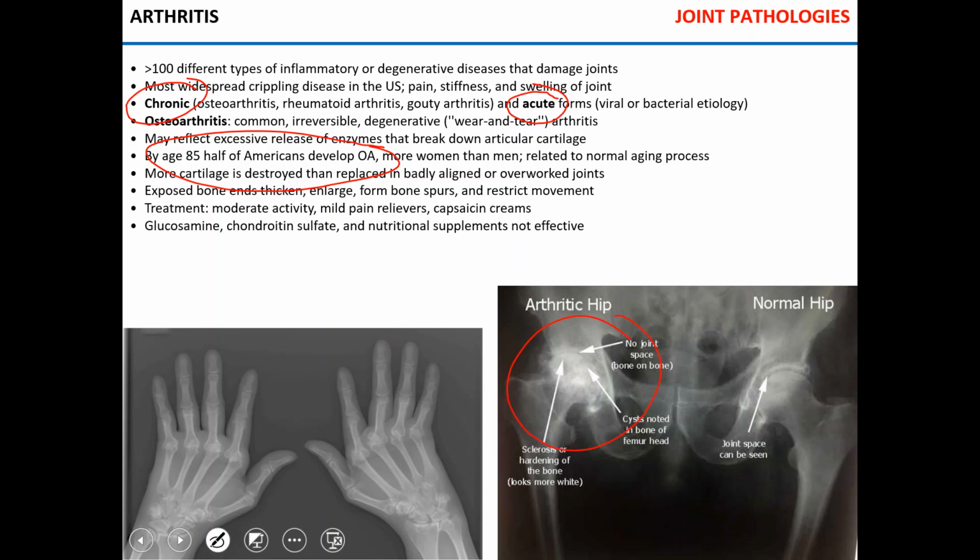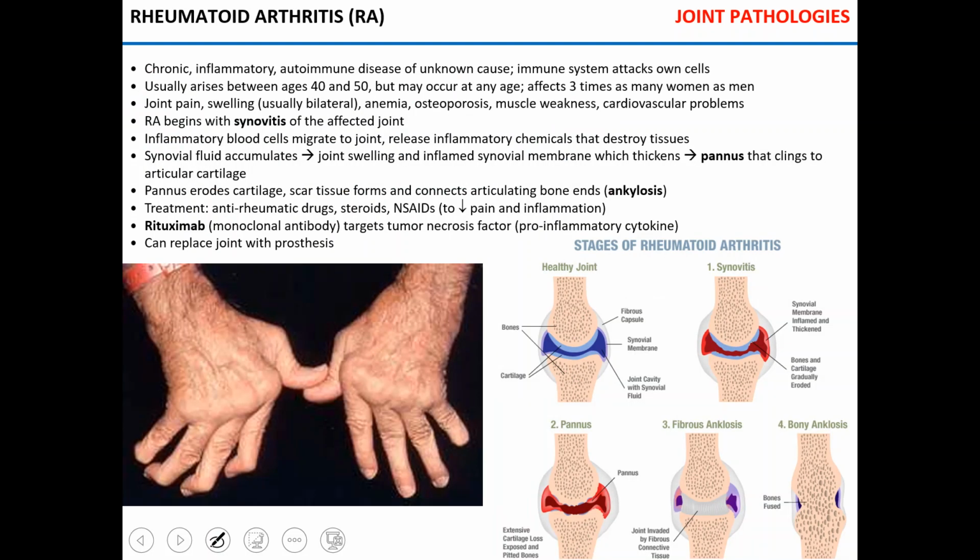Treatment, paradoxically, is physical activity to move the joint. Pain relievers, capsaicin creams that contain a chemical known as capsaicin. It's basically pepper, which takes away the painful sensation. It doesn't really cure anything, it just takes away the painful sensation. Nutritional supplements like chondroitin sulfate and glucosamine are not effective in the treatment of arthritis. There were multiple studies showing that they are not.